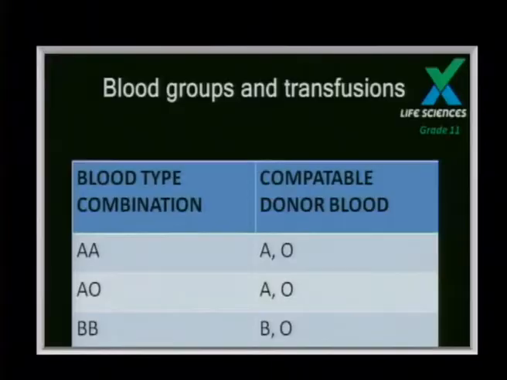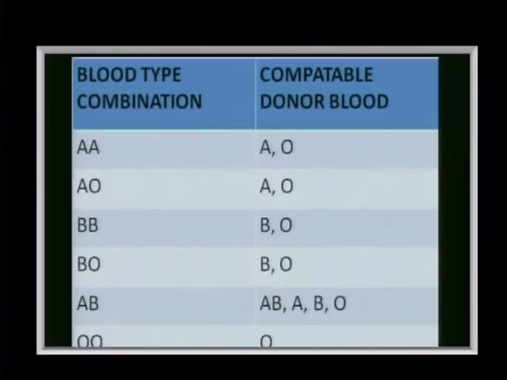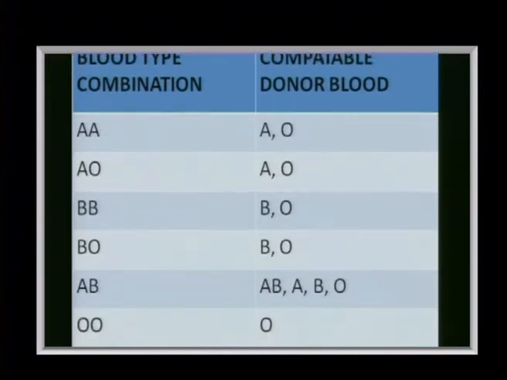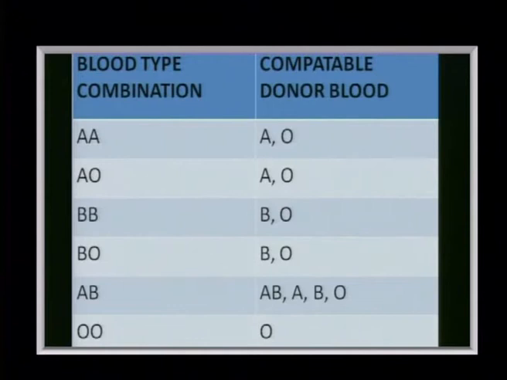So, blood groups and transfusions. We have the blood type, and it's compatible with which donor blood. Now, I want you to have a look at a trend here. Look here. If you are AA, then you are compatible with either A or O. So they can give you A or AO blood, and the same with AO. They can give you that blood, and you'll be okay. With the Bs, it's BO. And BO, they can give you BO, clearly.